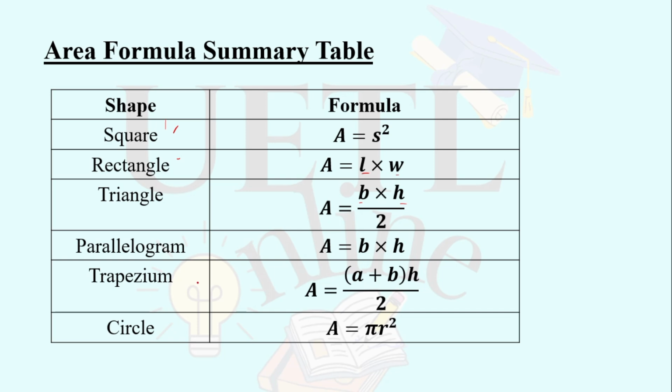For a trapezium, we say the two parallel sides A plus B multiplied by the height, the distance between those parallel sides, then divided by 2. In a circle, we say pi r squared, and if there is no r but there is d, you can say pi d squared over 4. This is it. You can take a screenshot here and keep it. So that was the area of basic shapes.